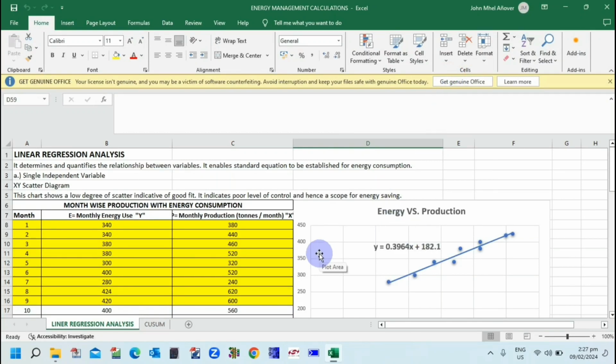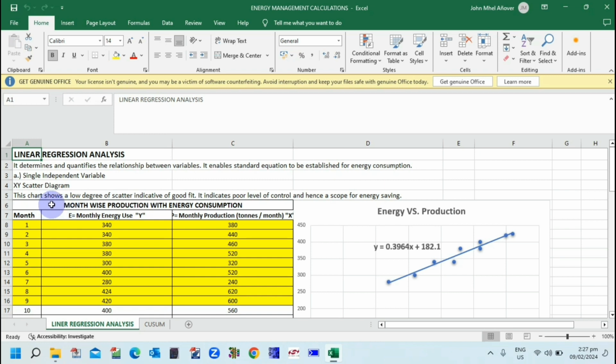Okay, let's discuss another tool for energy management calculation, which is the linear regression analysis. The linear regression analysis determines and quantifies the relationship between variables. It enables a standard equation to be established for energy consumption. This is a single independent variable that we will use on an XY scatter diagram.